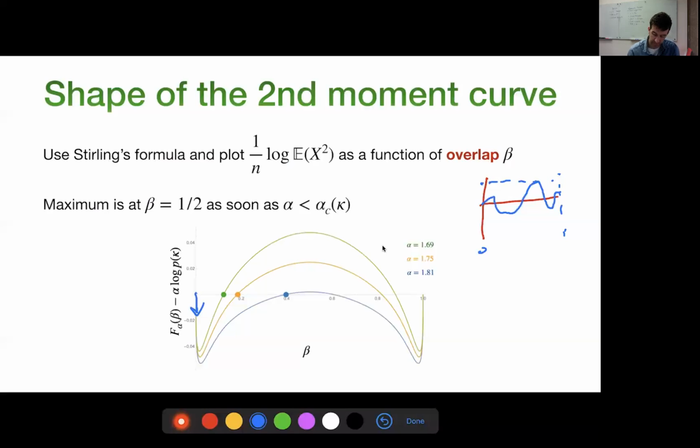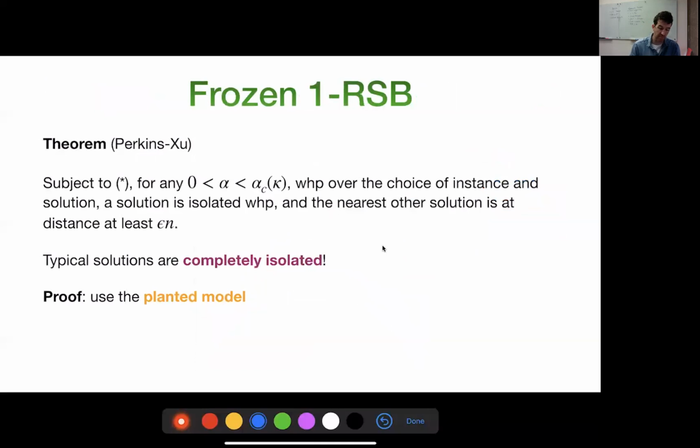But that's the picture. And this picture actually tells us a lot more, and that's where the current results come in. So here's the main result of the paper that I'm presenting today with Chengji Zhu. Subject to the same assumption, for any alpha greater than 0 and below the critical capacity in the symmetric Ising perceptron, with high probability over the choice of the instance and the choice of a solution from the solution space, the solution is completely isolated. That means the nearest other solution is at linear Hamming distance.